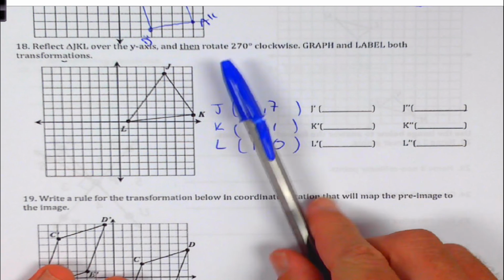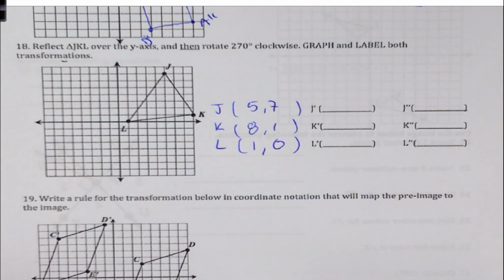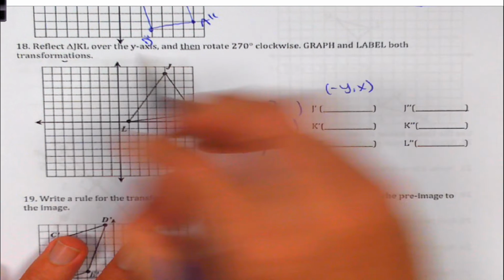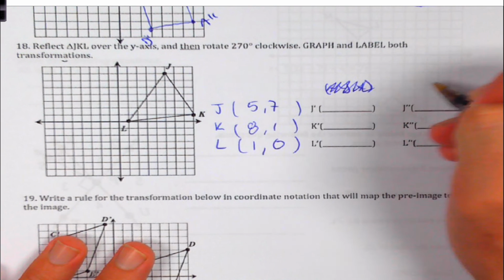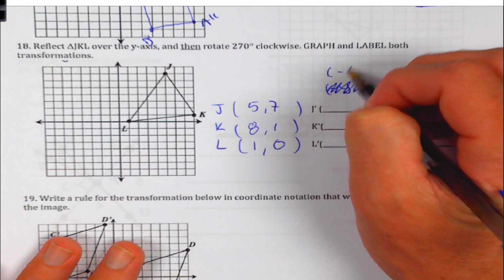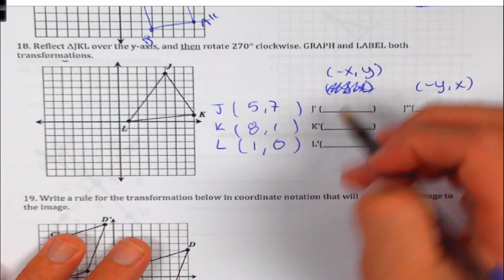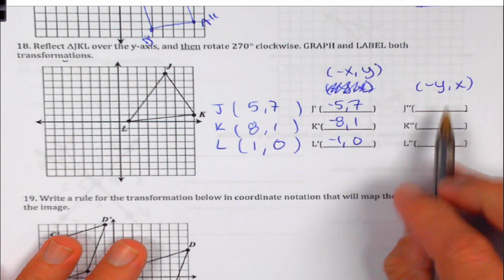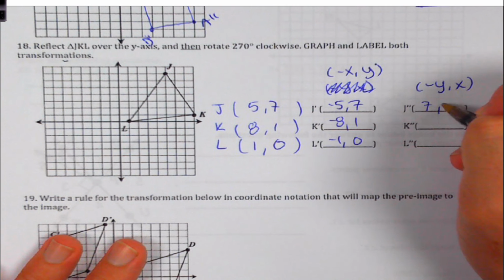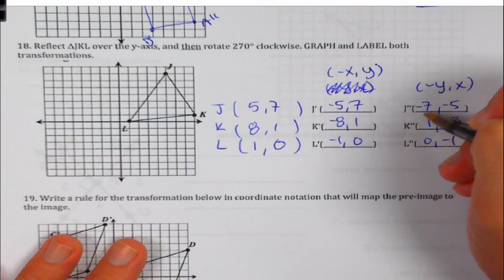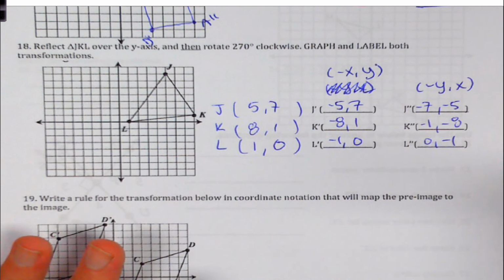And so to rotate 270 clockwise is the same thing as going counterclockwise 90, so that's negative y, x. Oh, I'm sorry, I'll just go over the y-axis first. And then reflecting over the y-axis, we just change the x value to negative. So this is going to become negative 5, 7, negative 8, 1, and negative 1, 0. Now we're going to switch them. So I'm just going to switch all of them real quick, and then change the front one to be a different sign. That one's not going to change. Let's see how this works.